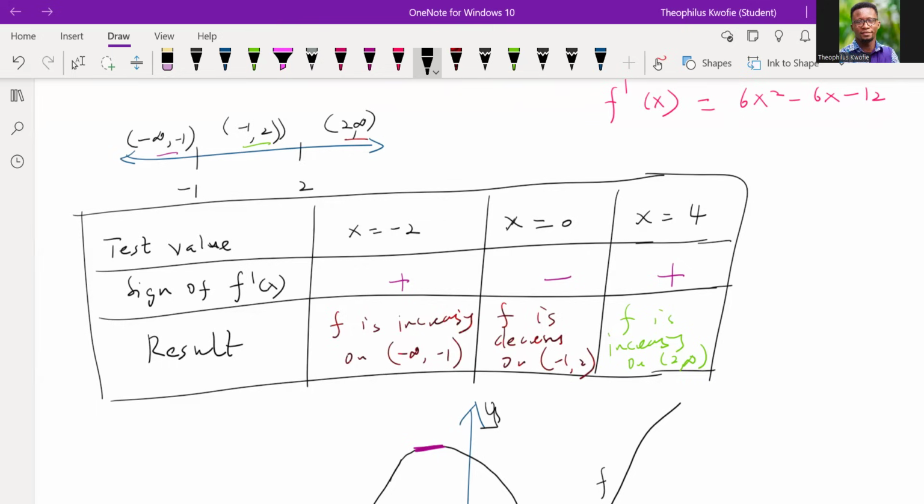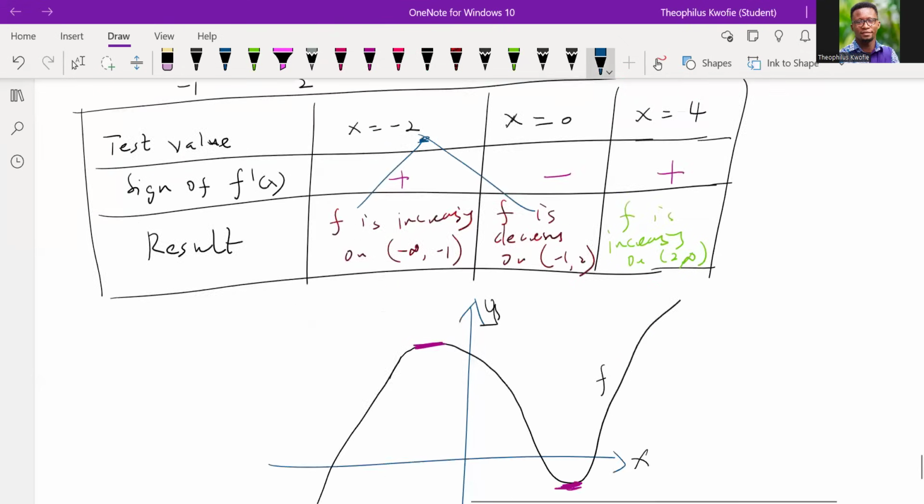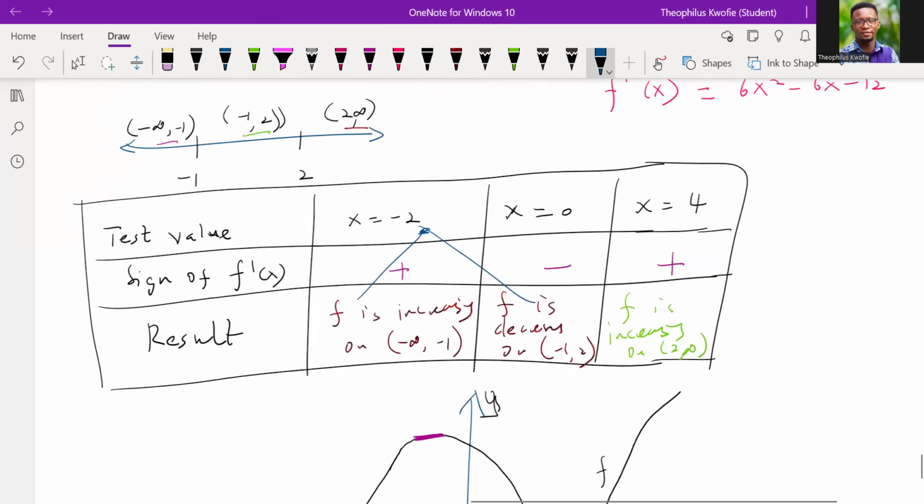Around the critical point, which is -1, the function went up, then it came down. It went up and came down, which indicates what? A maximum somewhere. It went up over here, then it came down, which shows that there was a critical point somewhere here. And then the other one, we saw that the function went down and then went up again.